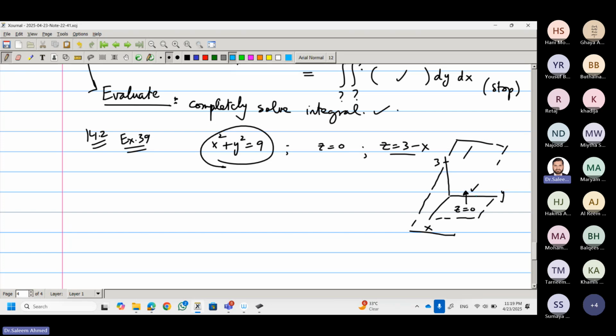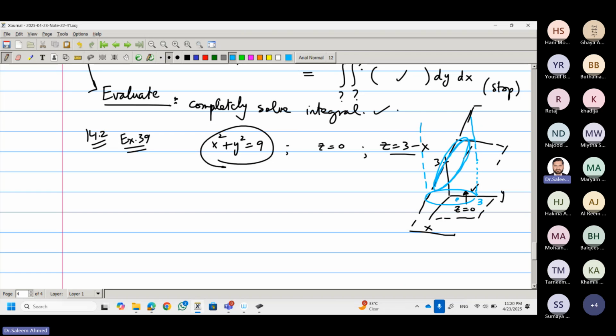You see, in the xy plane, this is a cylinder with a radius 3, so it goes up. The plane that I just made here, coming from z and going down, will cut my cylinder like that at the top.